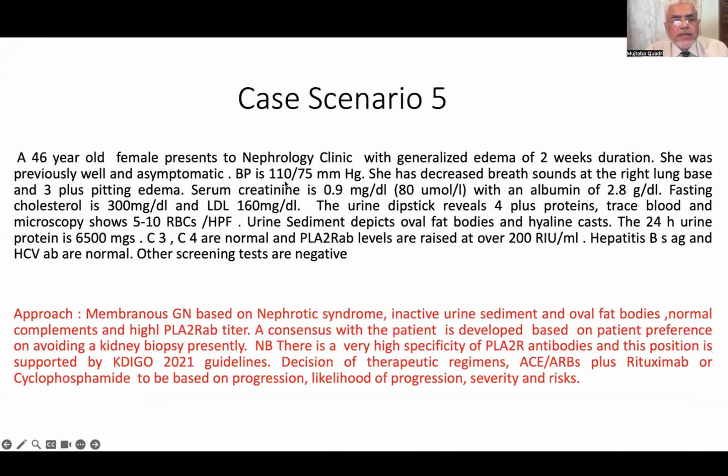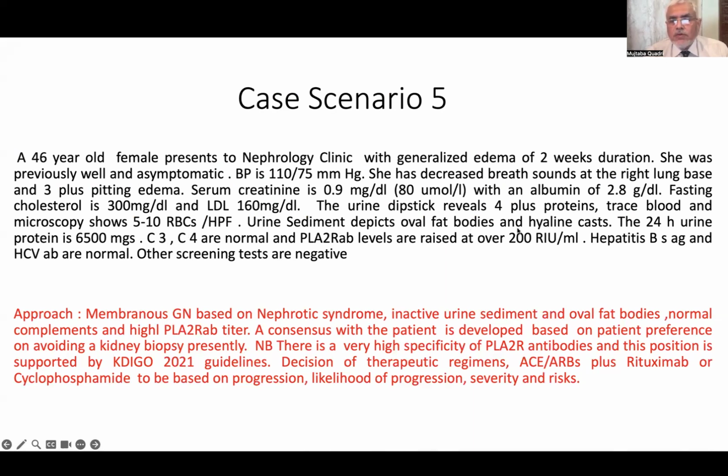She was previously well and asymptomatic. Blood pressure is normal. She has decreased breath sounds at the right lung base and 3 plus pitting edema. Creatinine is normal, but albumin is lower at 2.8. Fasting cholesterol is 300. LDL is 160. Dipstick reveals 4 plus protein. Trace blood. Microscopy shows 5 to 10 RBCs, but no casts.